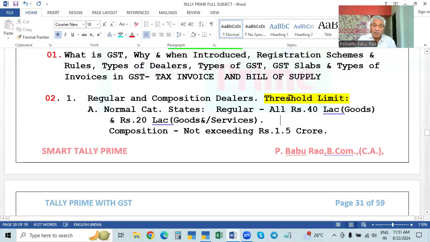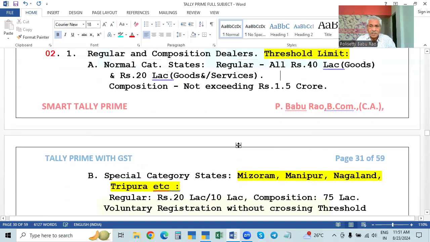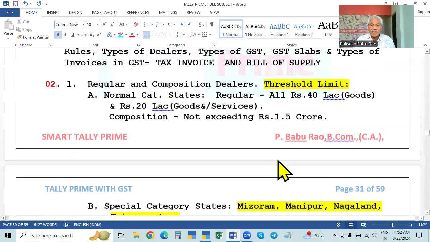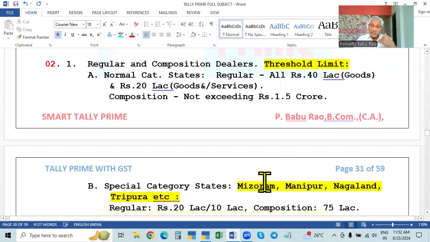For the purpose of the threshold limit, all the states in India are divided into two types. One is normal category states and another is special category states. There are many special category states, but for the purpose of this Act, at present, these four, Manipur, Mizoram, Nagaland, Tripura, are taken as special category states for the purpose of this GST Act.